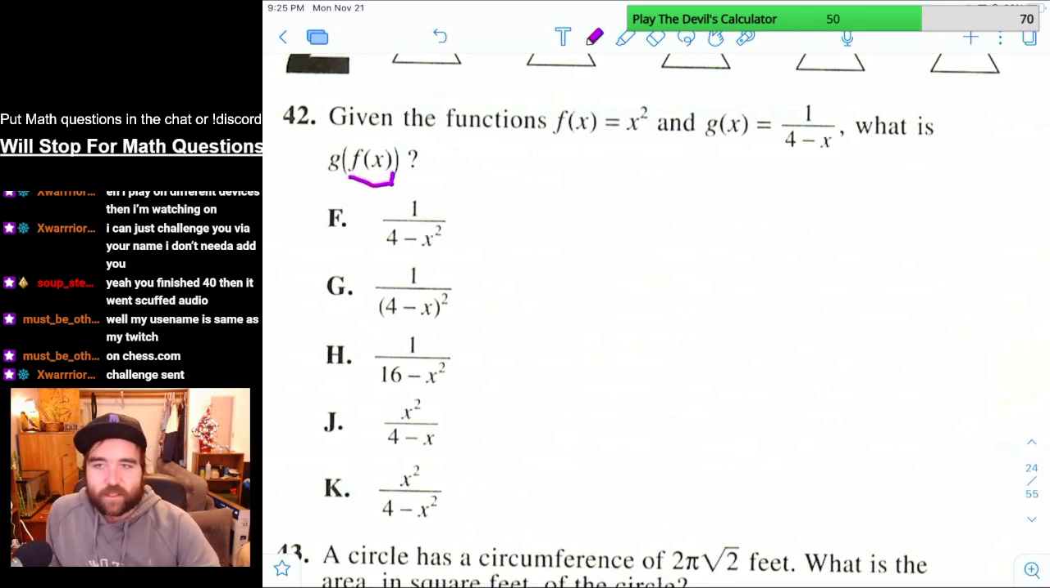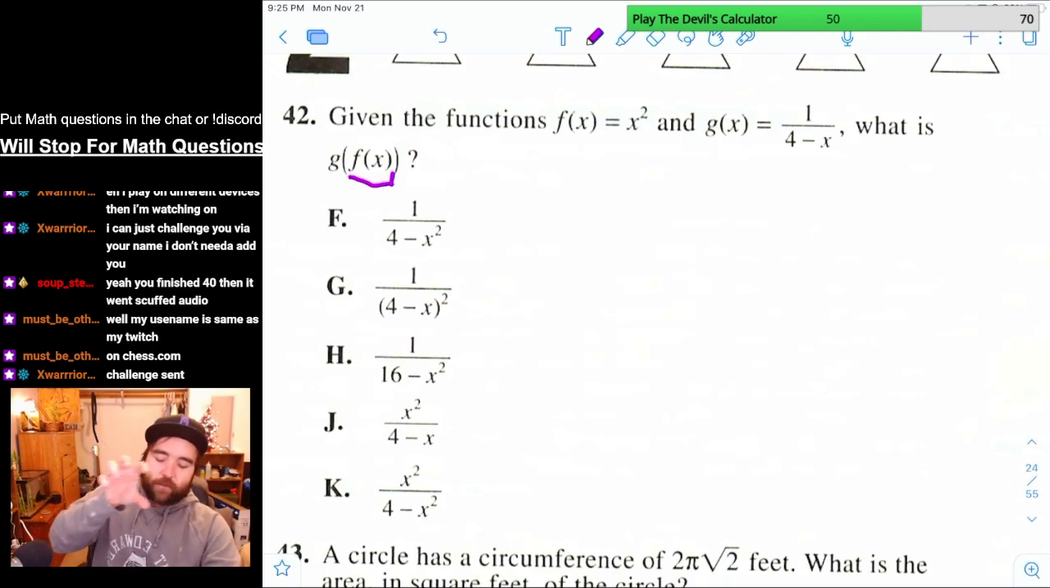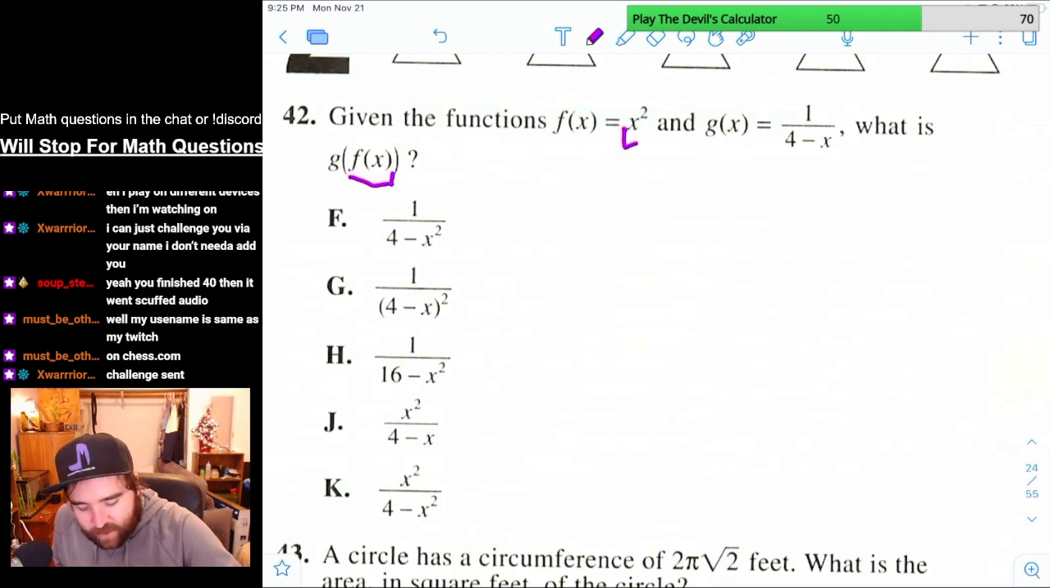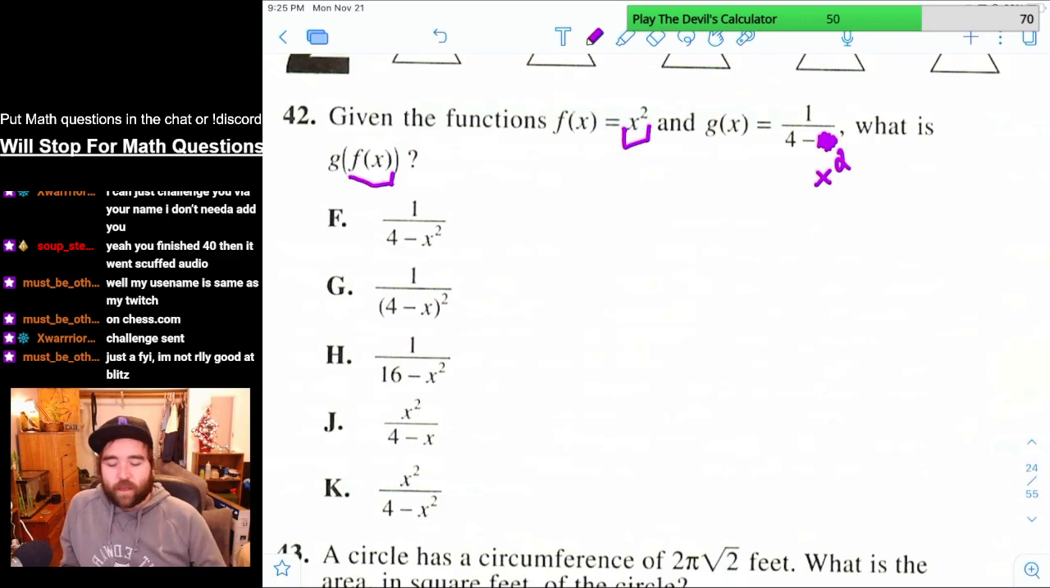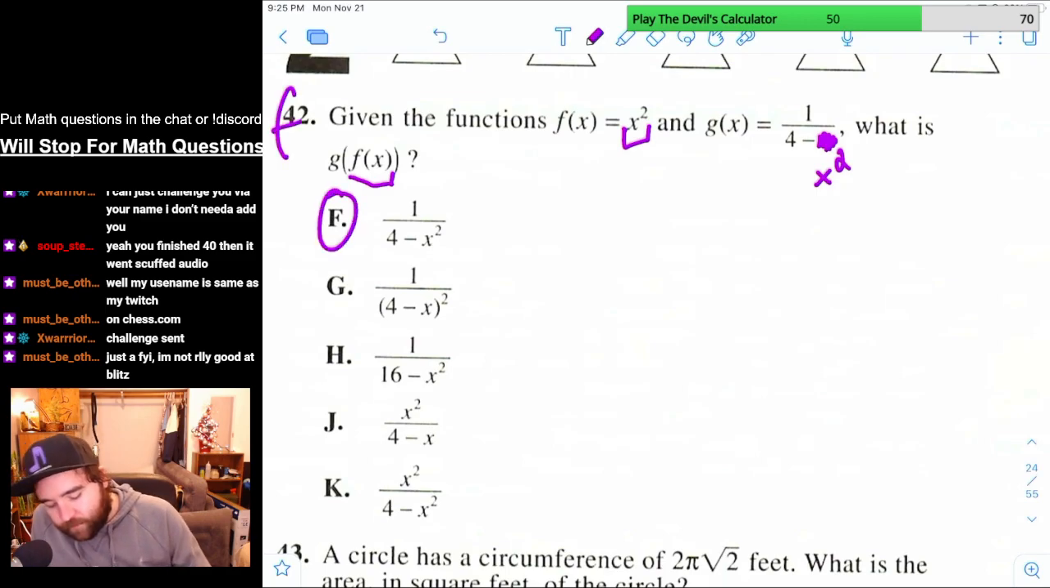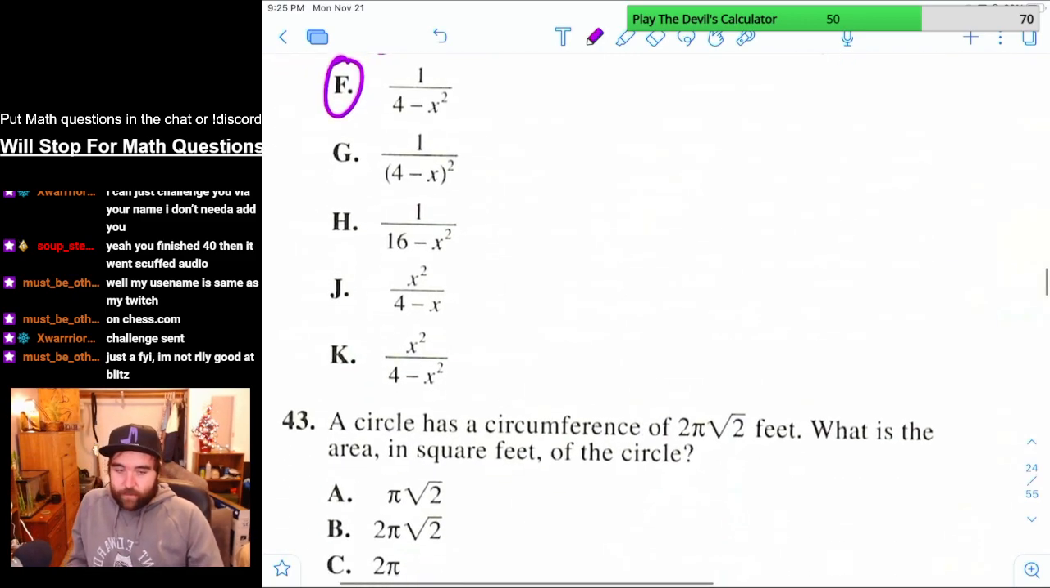So now 42, which we also did earlier, you see what we have. We have f of x inside of the parentheses. So that means that that is what you're plugging in for x. So you're taking this f of x, x squared, and you're getting rid of that x there and replacing it with x squared. So what do we have now? 1 over 4 minus x squared. The stuff like that trips a lot of people up. That's important.